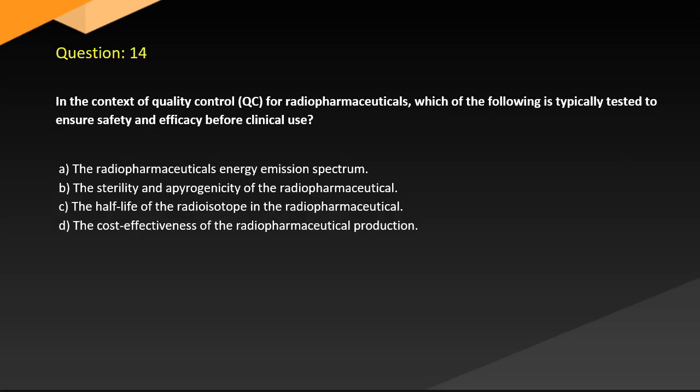Question 14. In the context of quality control (QC) for radiopharmaceuticals, which of the following is typically tested to ensure safety and efficacy before clinical use? A. The radiopharmaceutical's energy emission spectrum. B. The sterility and pyrogenicity of the radiopharmaceutical. C. The half-life of the radioisotope in the radiopharmaceutical. D. The cost-effectiveness of the radiopharmaceutical production.